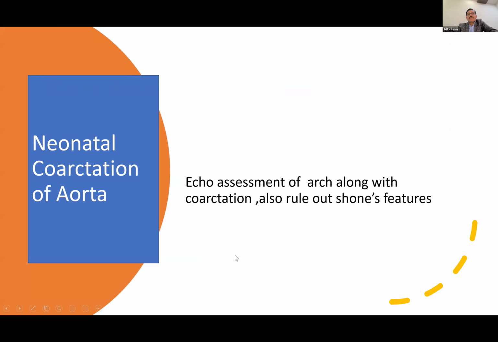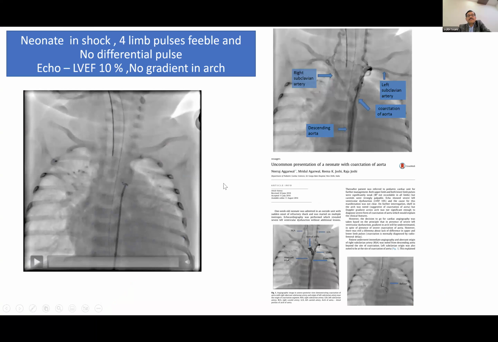Okay, now we'll come to the neonatal coarct, just a brief about it. You have to assess the arch along with the coarctation and rule out Schwann's features. Always document a tricuspid or bicuspid aortic valve, and also two papillary muscles. Very important. Now this patient was slightly interesting, so I'm sharing it with you.